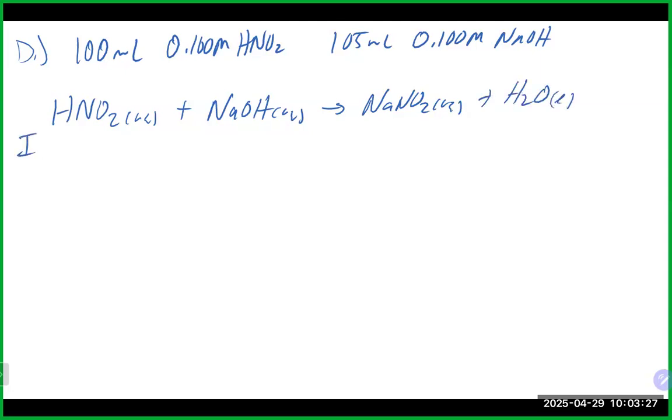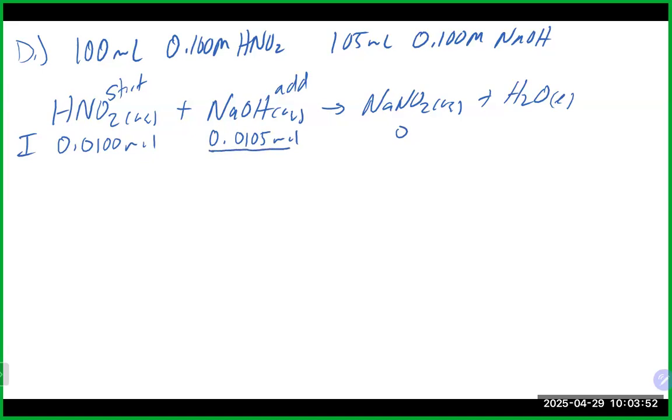All right, so initially here, we are starting with this. We are adding this guy, and we'll get some moles here. So 0.1 times 0.1 again, 0.01 moles. We have 0.105 times 0.1, 0.0105 moles.